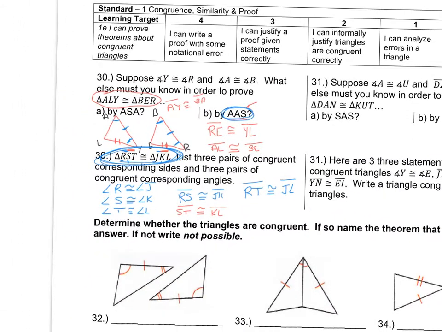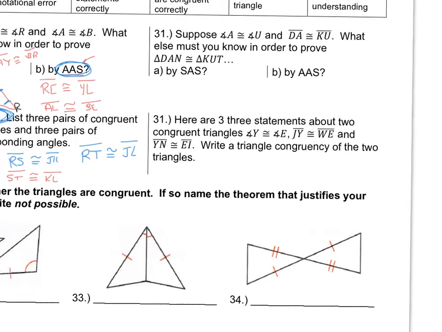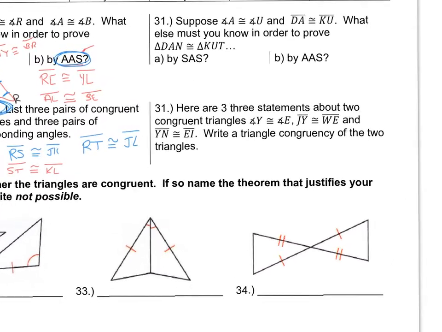So let's go over and get these other parts here. Again, it might help to draw the triangle picture for each of these. So let's start here. We have triangle DAN and triangle KUT. That's a K up there. And they tell us angle A. Again, let's make our marks on our figure. That's key to working with these guys. And side DA is congruent to side KU.